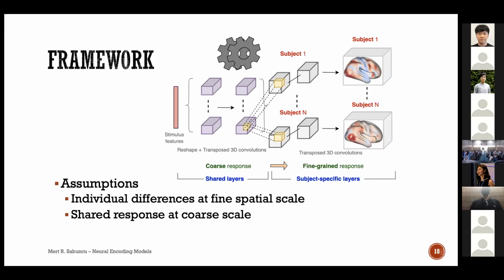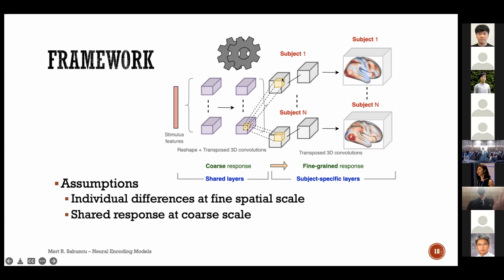In this approach, we have 2 parts in our model. Again, we have the features that are extracted by your feature extractor, let's say a ResNet 50. The first part of the response model is what we call the coarse response model that's shared across individuals. It takes this feature vector and turns it into a coarse fMRI response at the population level.